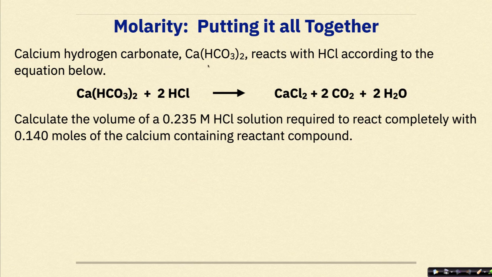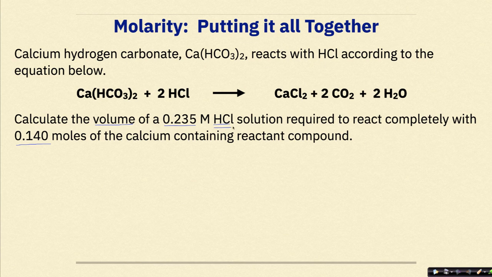Calcium hydrogen carbonate, CaHCO3 reacts with HCl according to the equation below. So look at it, I gave it to you, I balanced it, how nice am I? Calculate the volume, so we're looking for volume here, of a 0.235 molar HCl solution required to react completely with 0.140 moles of the calcium-containing reactant compound. Goodness. So we need to calculate the volume of the HCl.